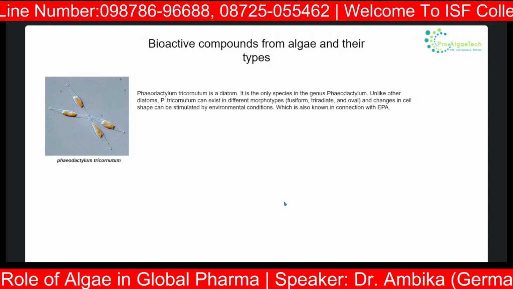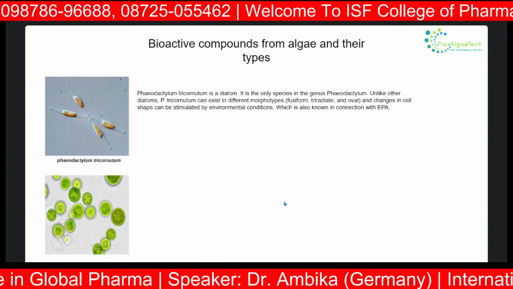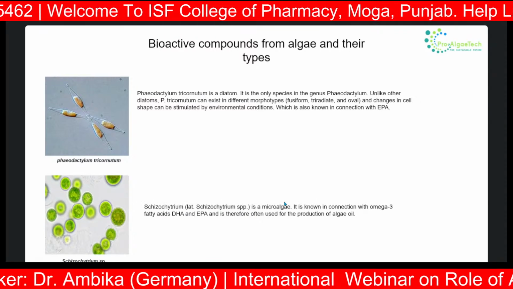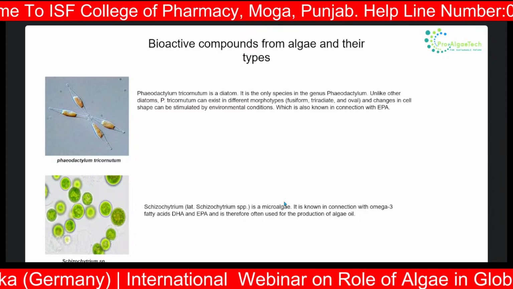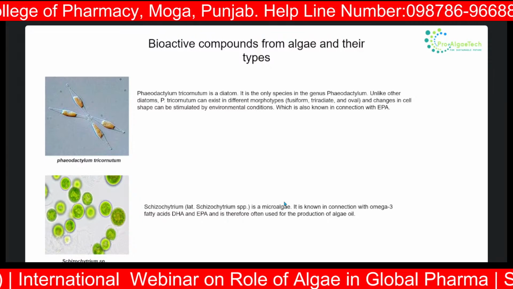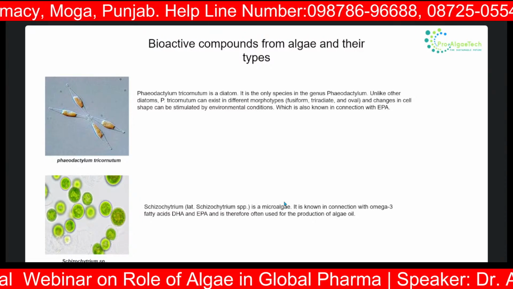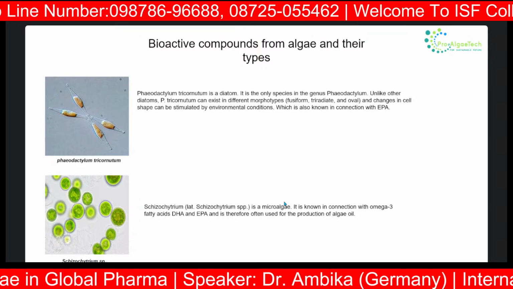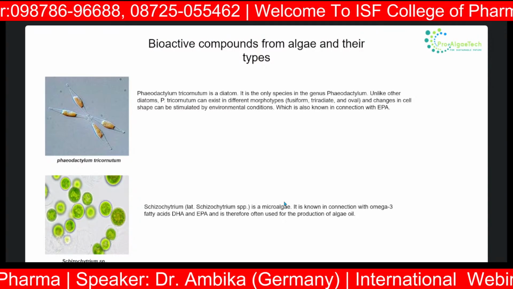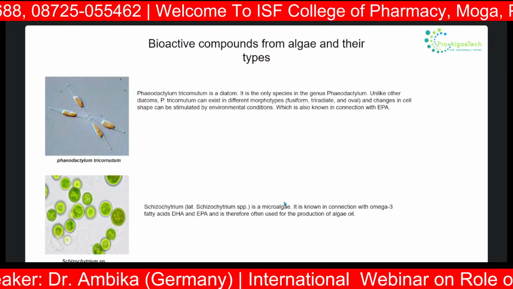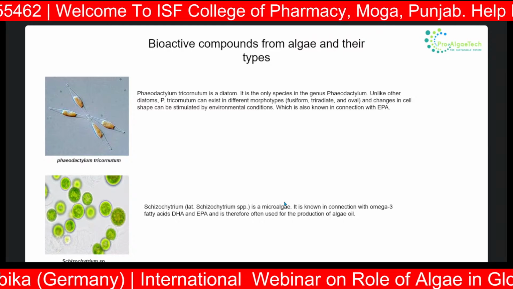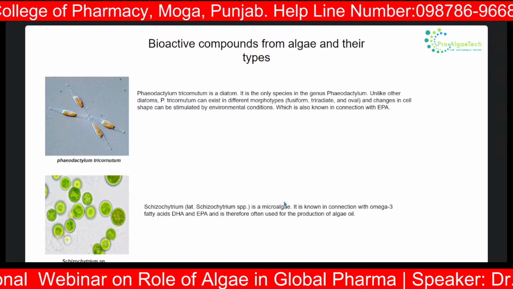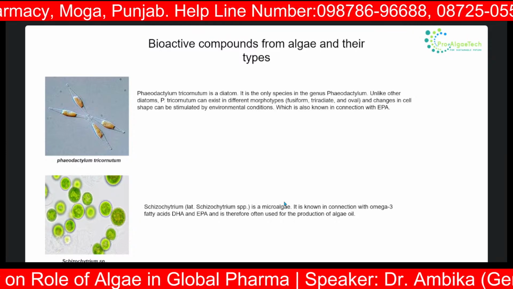Another species is Schizochytrium. I have worked on this species. We have cultivated it heterotrophically in fermenters using sugar, a carbohydrate, as the carbon source. We now have a DHA EPA product, and we are using this DHA EPA powder for fish feed, and we have got very good results from these products. Schizochytrium is very rich in omega-3 fatty acids, DHA and EPA, and is therefore often used for the production of algae oil. We have also extracted algae oil from this Schizochytrium species.